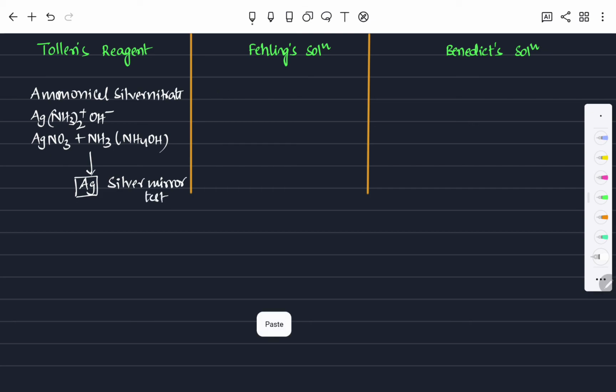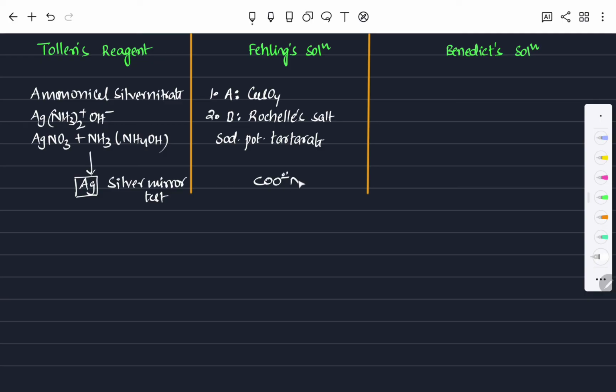Next, Fehling solution. We have two solutions: Fehling solution A and Fehling solution B. Fehling solution A is CuSO4, and Fehling solution B is Rochelle salt. Rochelle salt is sodium potassium tartrate. The structure of sodium potassium tartrate is COO- Na+, CHOH, CHOH, COO- K+. So it is sodium potassium tartrate.